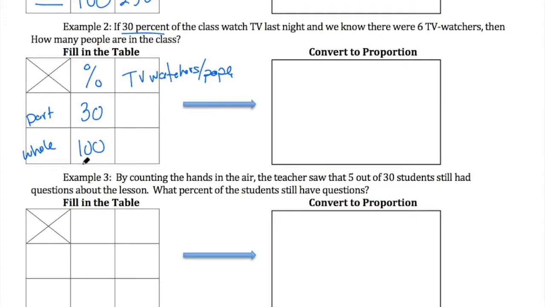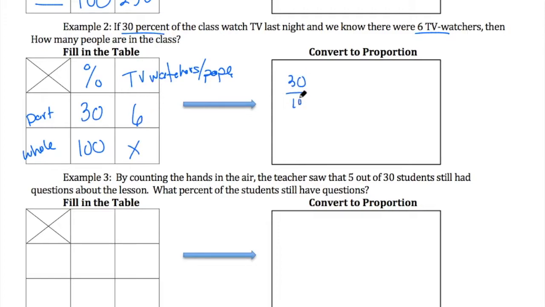These should be easier than some of our other problems because you already know part of the information. It's always going to be 100 there for our percent. So where does the 6 go? 6 TV watchers. Is that the whole? Is that the part? You might gather that from the fact that it says 30% of the class watches TV and 6 are TV watchers, so they match up together. You might also look at the question, how many people are in the class. That confirms that we don't know the whole and that this is the part. All right, there's our table filled out.